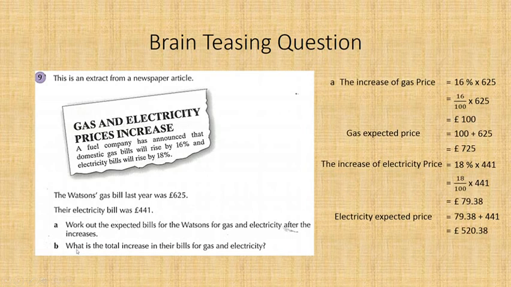Question B. What is the total increase in their bills for gas and electricity? We need to know the total increase. The increase in gas was 100 and the increase in electricity was 79.38. So I'm going to add them. The total increase is 100 plus 79.38, which equals 179.38 pounds. And this is the increase in the bills for gas and electricity together.